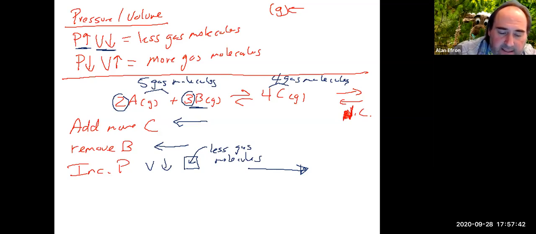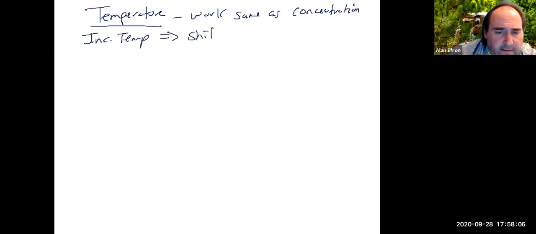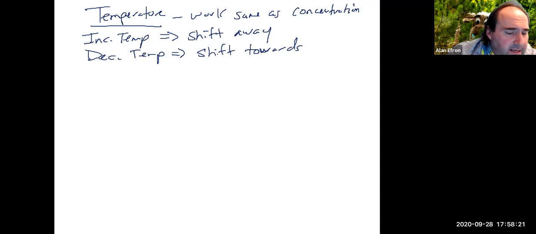Another thing that affects equilibrium is temperature. And temperature works the same way as concentration, which means if we increase the temperature, it will shift away. And if we decrease the temperature, it will shift towards. When we talk about away and towards in the case of temperature, it all has to depend on whether it is an endothermic reaction.